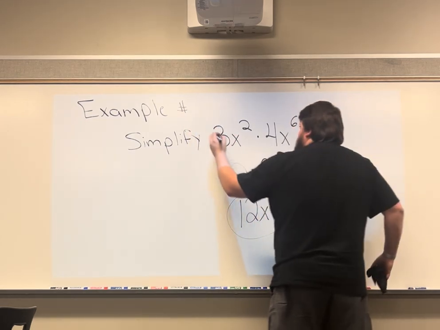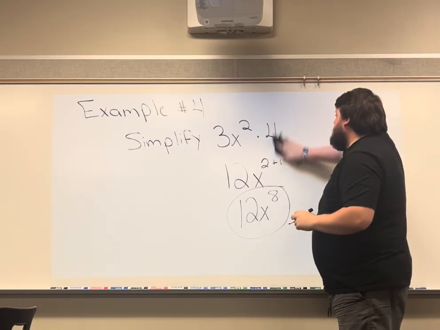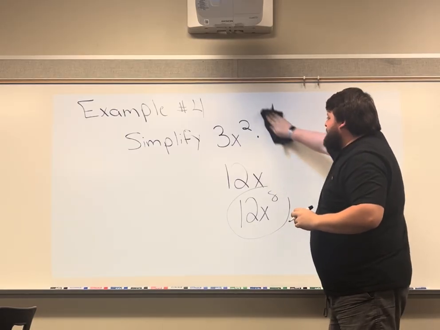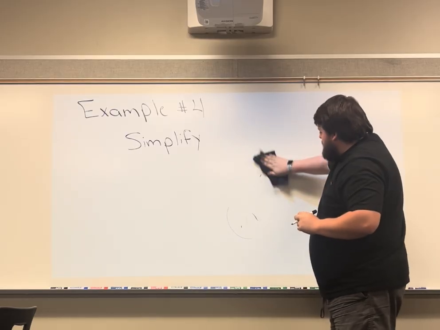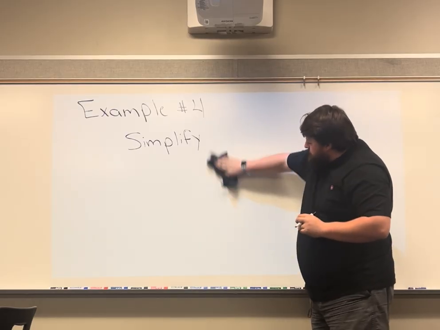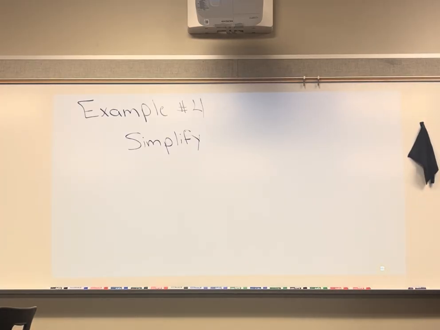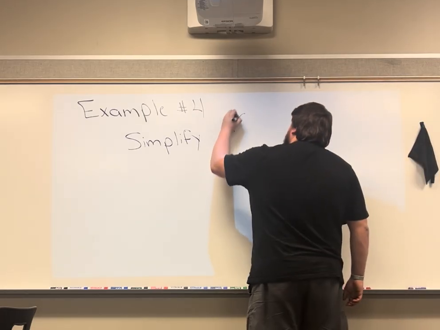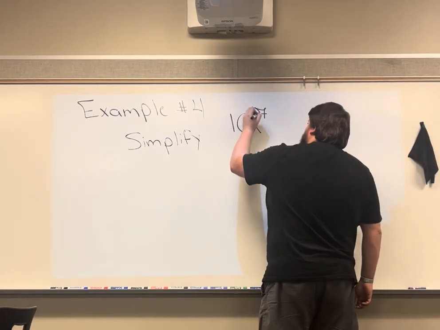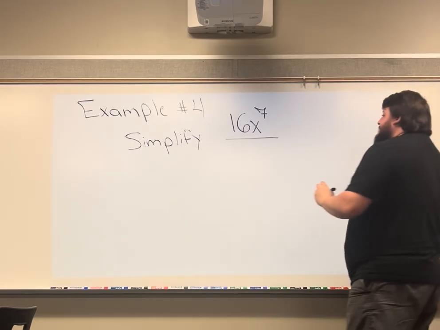Move on to example 4. Okay? Example 4, we're once again looking at dividing monomials. Okay? So, we have 16x to the 7th over 8x to the 4th.